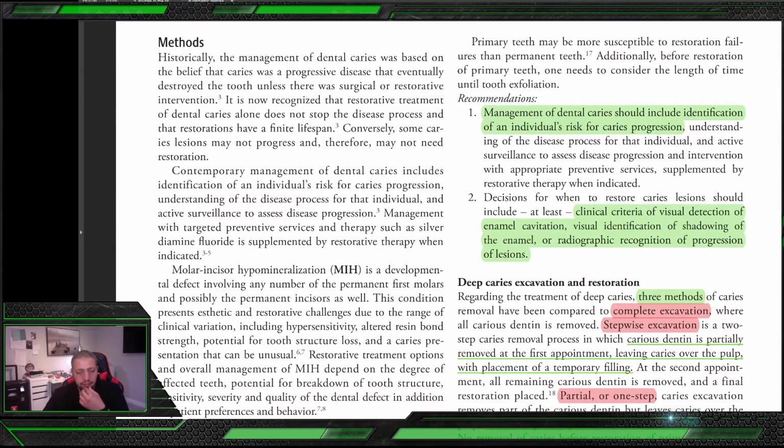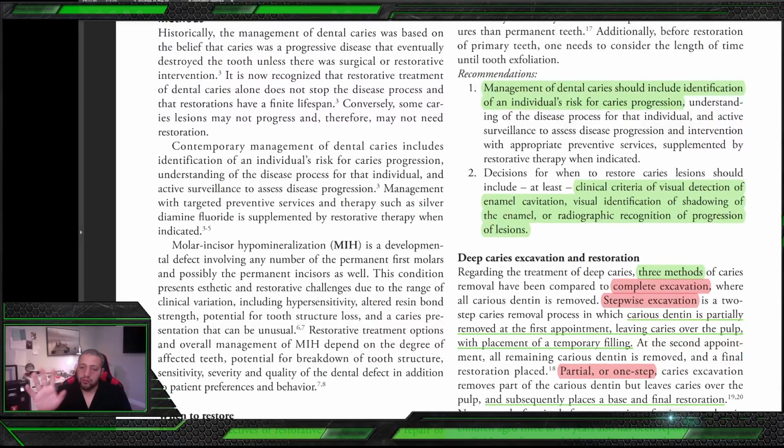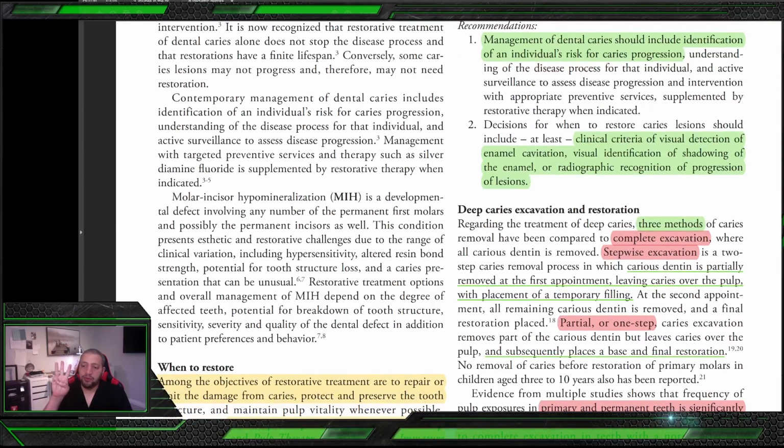Okay, so let's get deep now to the real deal: deep caries, excavation, and restoration. You have three methods to restore. Imagine you have a lower six and you see occlusal deep caries. You take an X-ray, and you see caries reaching almost to the inner half of dentin. So you have three lines of treatment, and pay attention here.